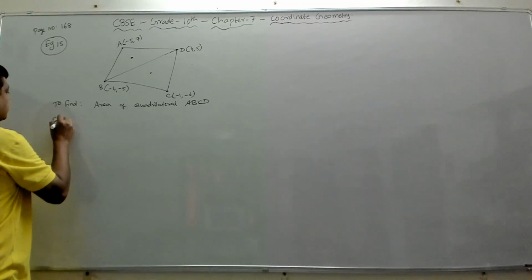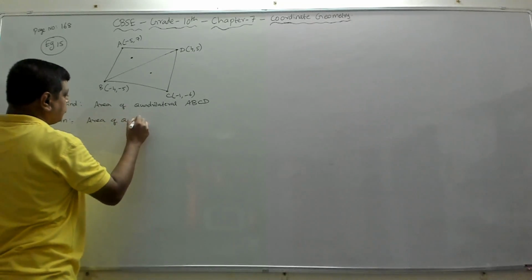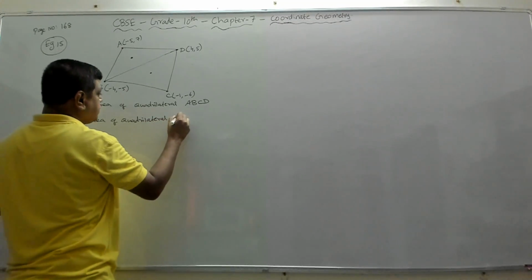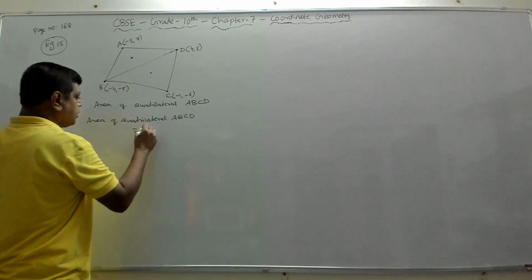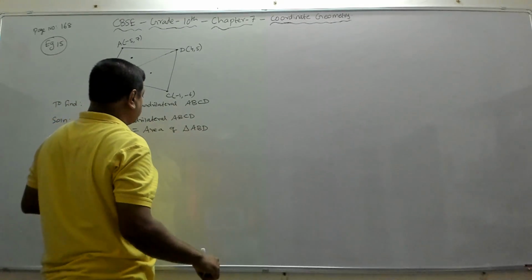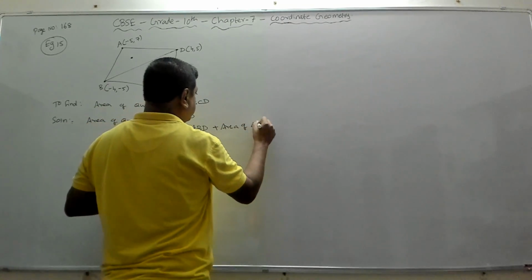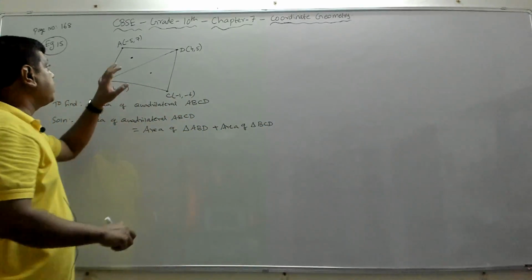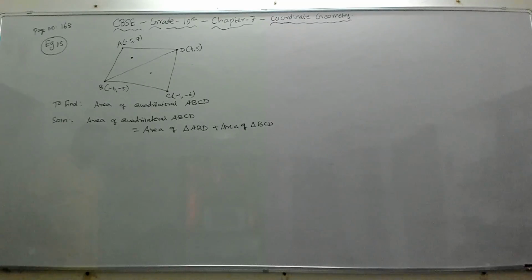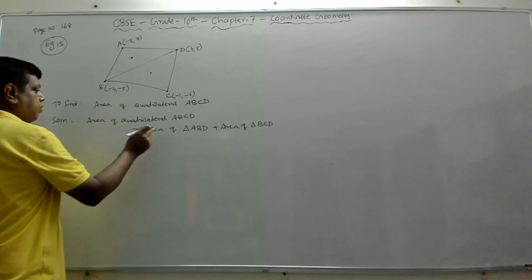So we'll say solution is area of quadrilateral ABCD is equal to area of triangle ABD plus area of triangle BCD. We'll find the area of the triangle ABD and BCD, and then we will add them. We'll get the area of the quadrilateral ABCD. Now let's find the area of the triangle.